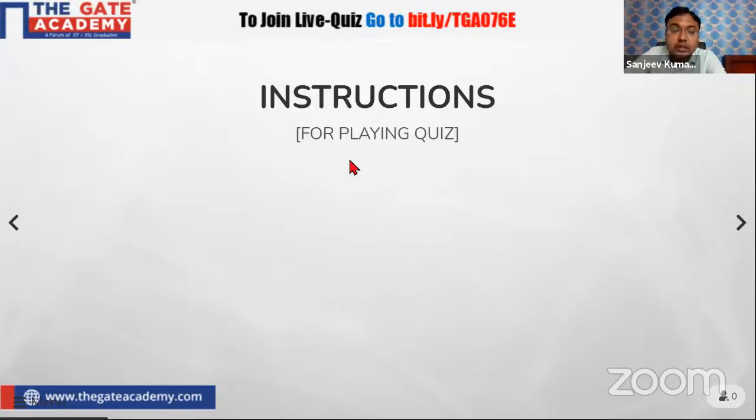What are the important instructions for playing this quiz? I will tell you all about the quiz. The total timing will be 30 minutes. We will have near about 5 to 6 questions, and for every question, a frame of time will be given. There are some points given to each and every question. Within the given frame of time, if you answer correctly, you will get the points.